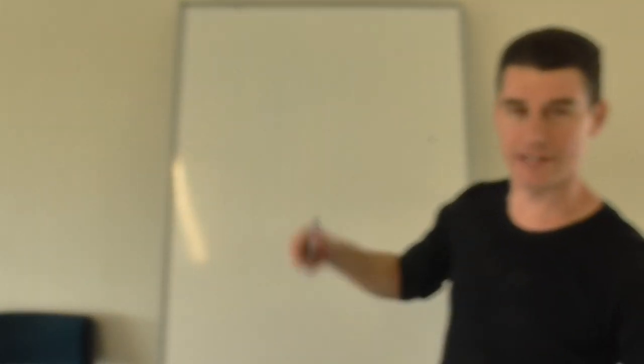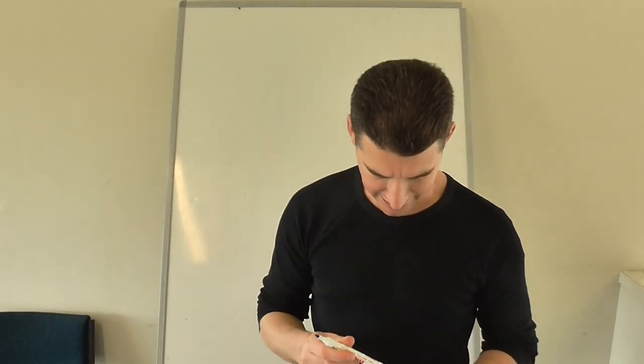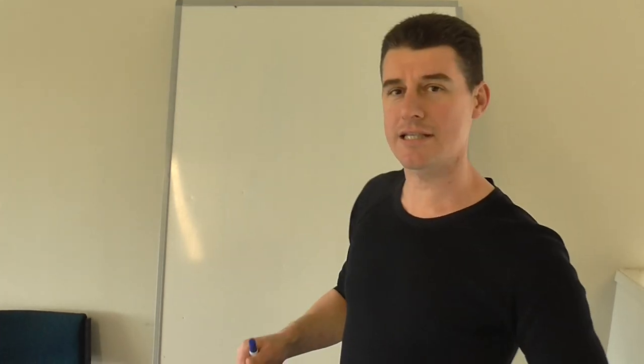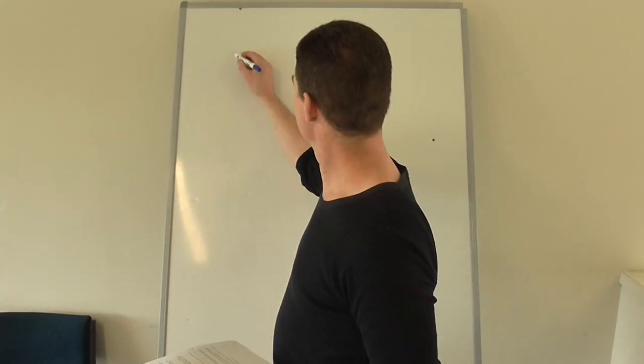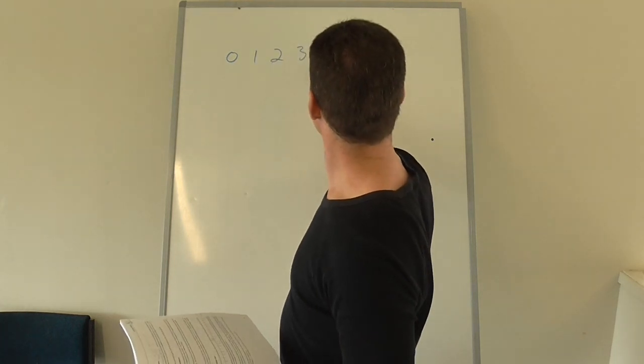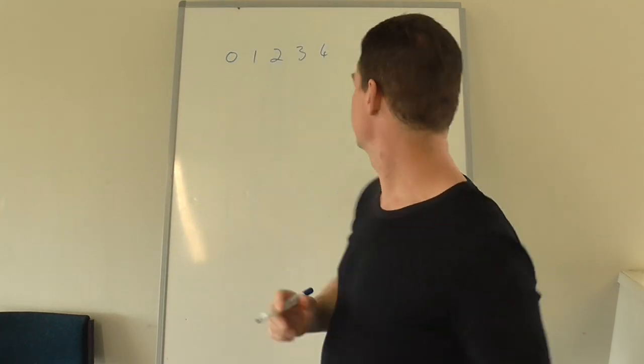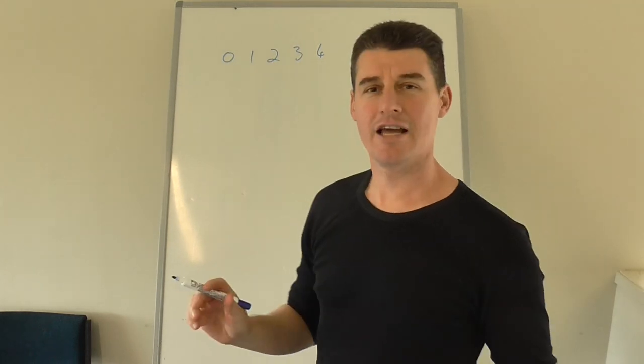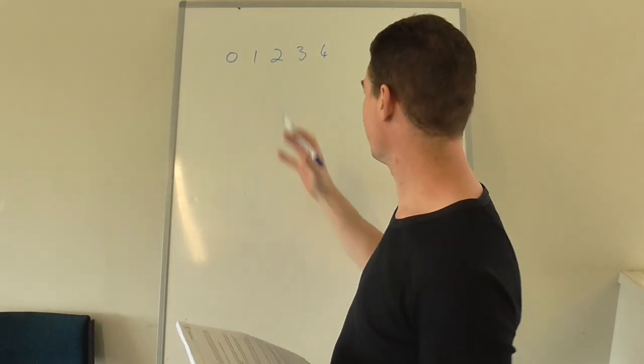Okay, so that was how to calculate the place value. So now let's take a look at whole numbers. Now it's simple, whole numbers are simply numbers that are whole. So what do I mean exactly by that? I mean that there is no decimal after it.